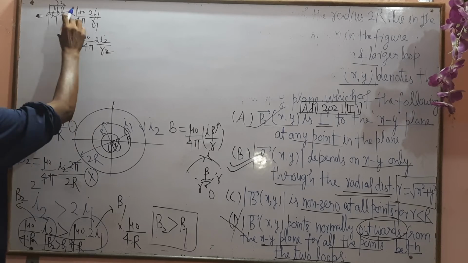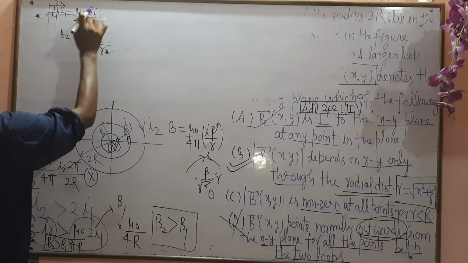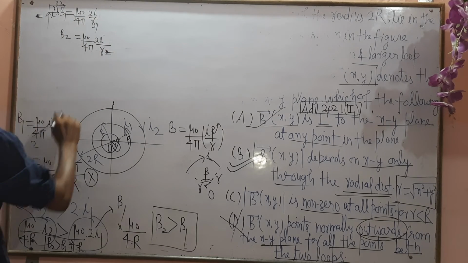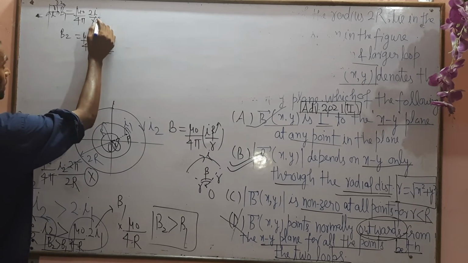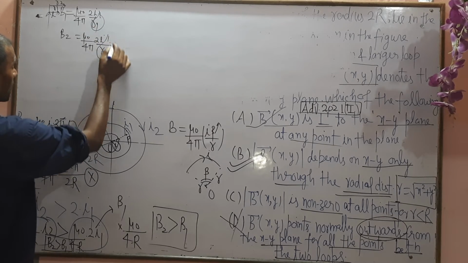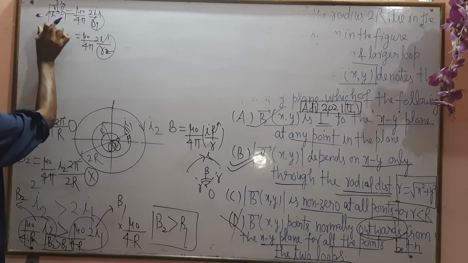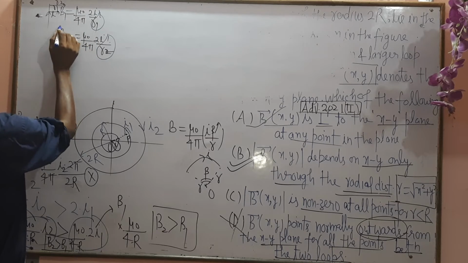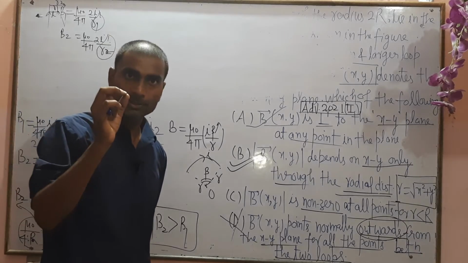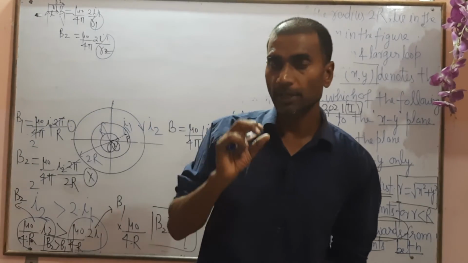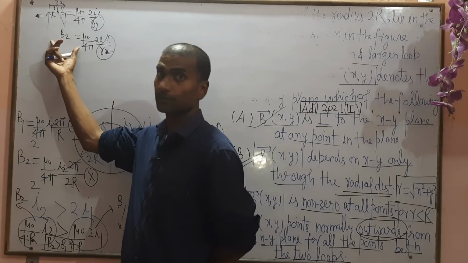The current I will be the same. So what will happen for these 2 points? We compare 1 upon R1 and 1 upon R2. R1 is less than R2, which implies that B1 is greater than B2. We can say that nearby any current, the magnitude of magnetic field will be greater.